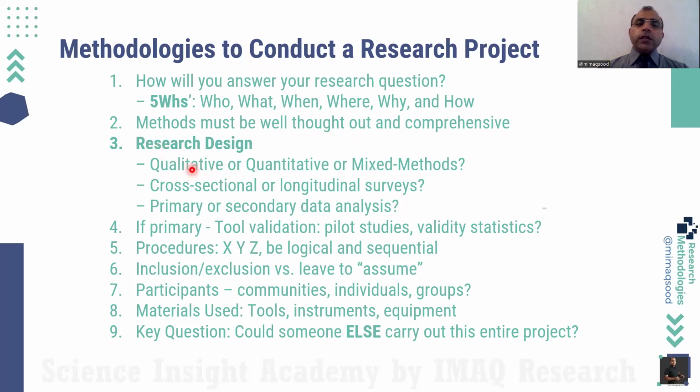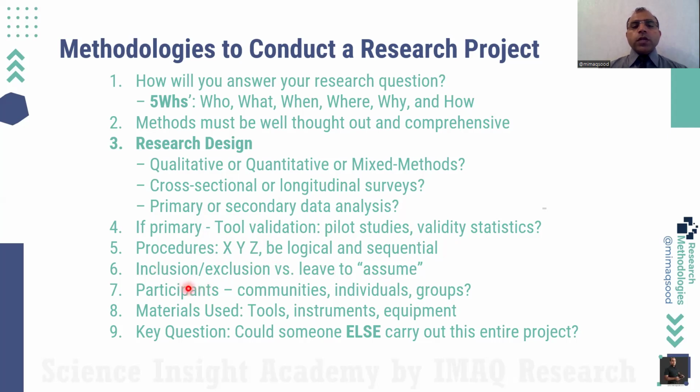It should be clear to readers of your papers whether your research proposal is qualitative, quantitative, or mixed methods, what type of cross-sectional or longitudinal surveys you are going to do, and what type of data you are going to analyze. For example, is it primary data or secondary data? If it is primary data, what type of validations are you going to do, and what type of validity statistics are you going to apply? The procedures should be logical and sequential.